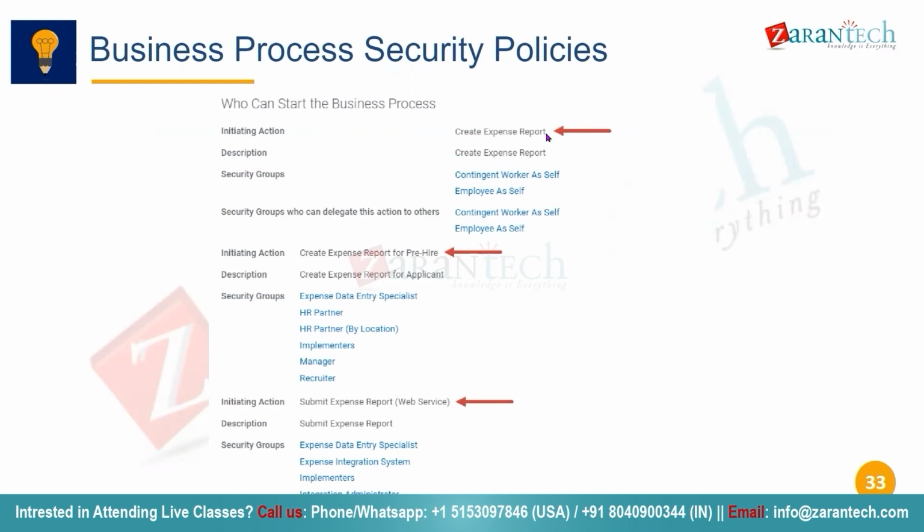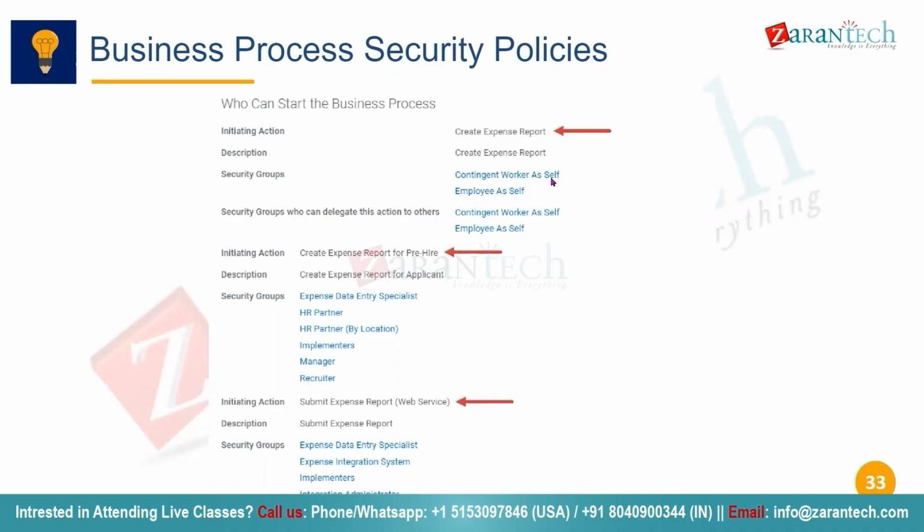Take the example of create expense report. If you can see here, who can start the business process? We also have the security group defined for that. For create expense report, ideally as an employee, I want to go and create my expense report and submit it. So the employee security group, the employee itself, will have the access to the expense report. So we provide the employee itself.